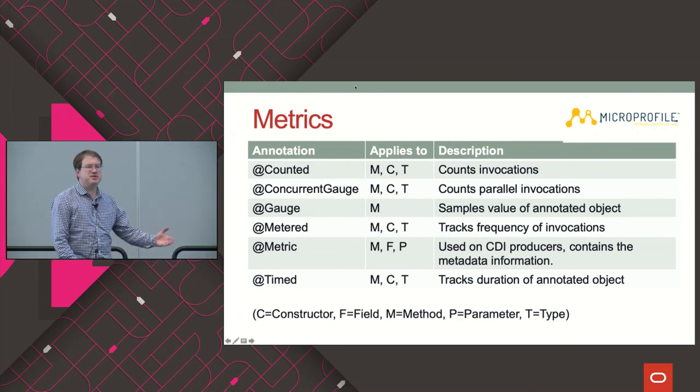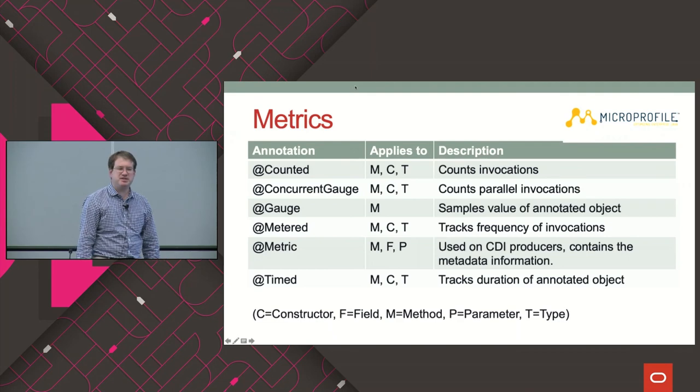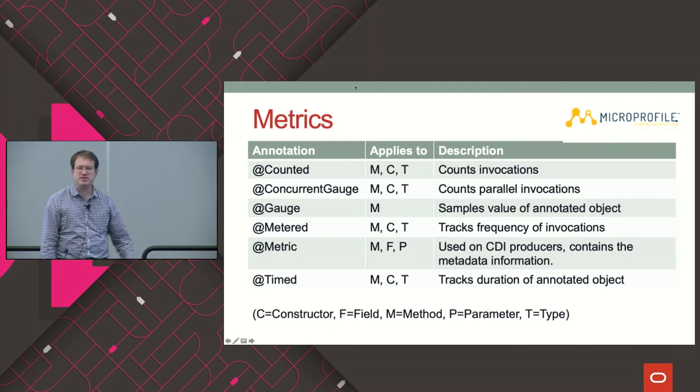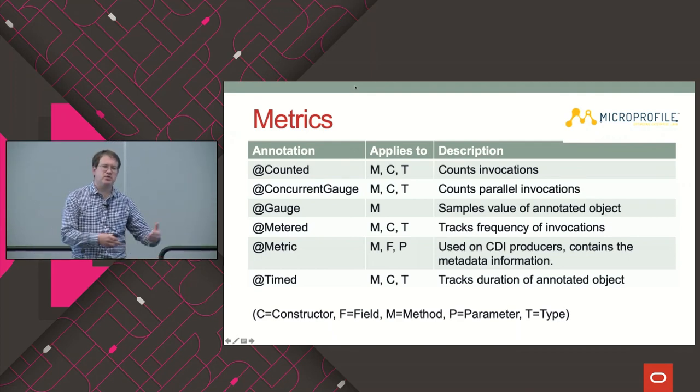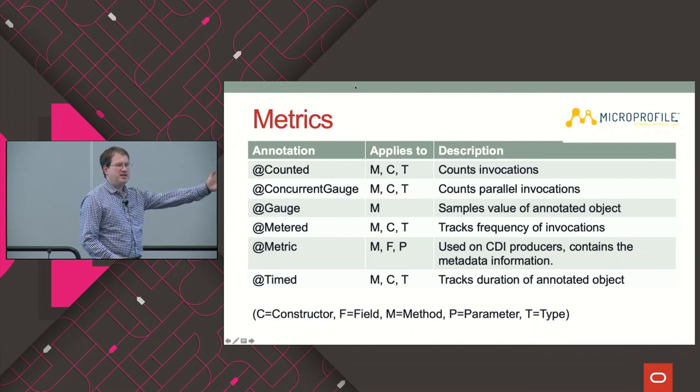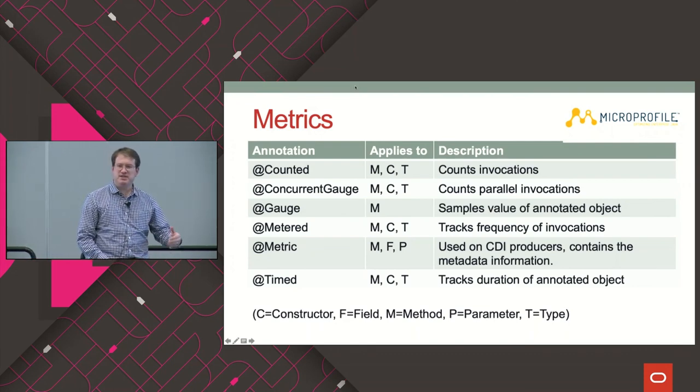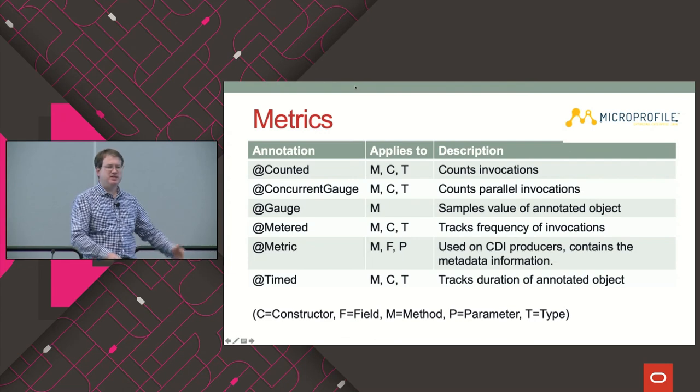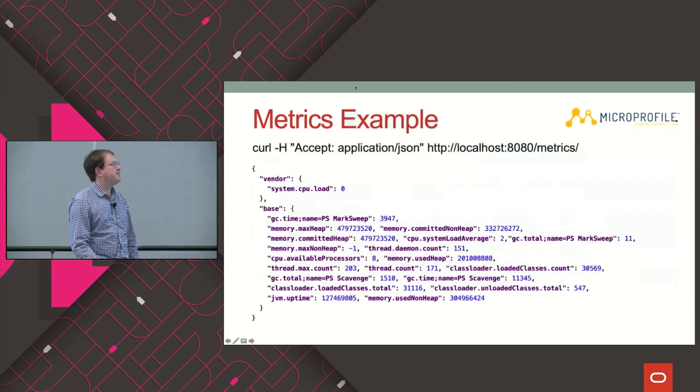So all of these capabilities you have. On your existing JAX-RS services, you start adding these annotations, and now you can begin recording statistics. This feeds in a standardized format to tools like Prometheus and your monitoring tools. So you can save this into a time series database and then go back in time and say, okay, on Friday there were 100 concurrent invocations of the service.